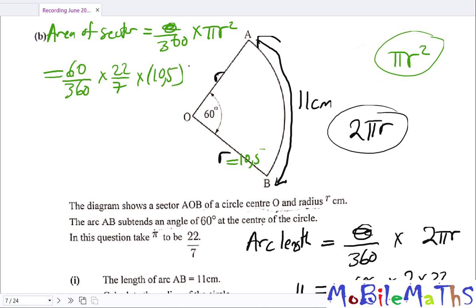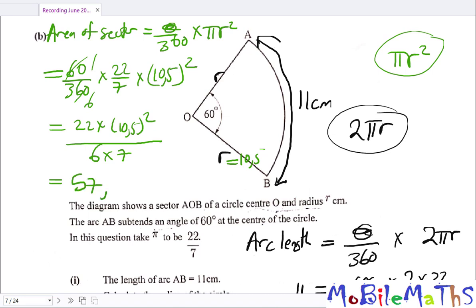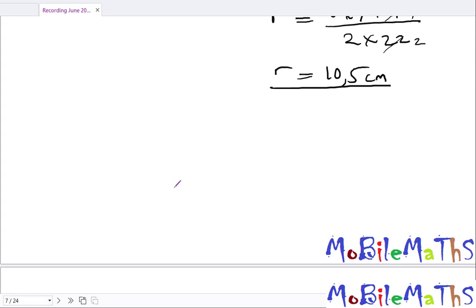Okay, 10.5 squared. So 60 there, 6. So I have 22 times 10.5 squared divided by 6 times 7. Okay, simplifying this, I'm getting my area is 57.75 centimeter squared. That's my area there. Okay, let's move on to the next question.